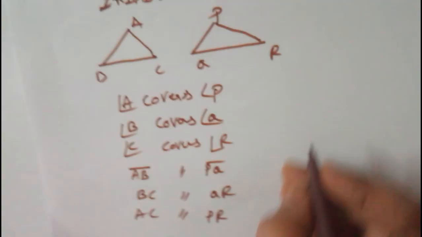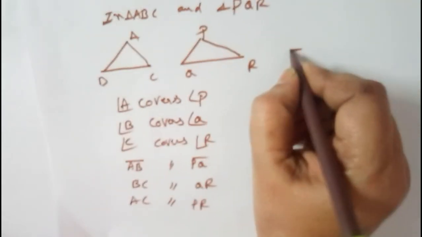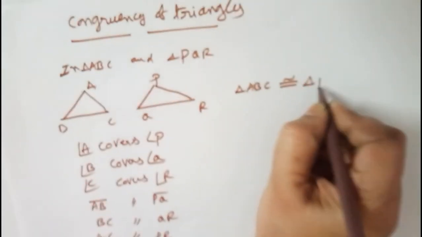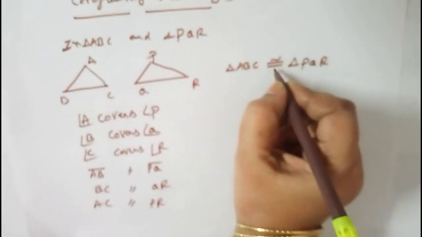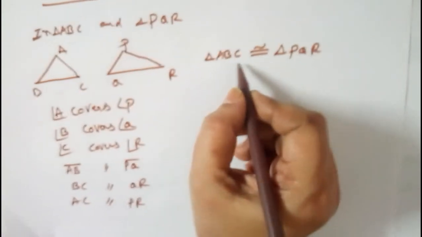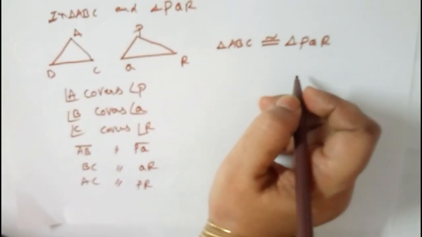So triangle ABC is congruent to triangle PQR. This is a symbol for showing the congruency. Already you learned the congruence of triangles in 7th class, so directly I am using this one. Triangle ABC is congruent to triangle PQR.